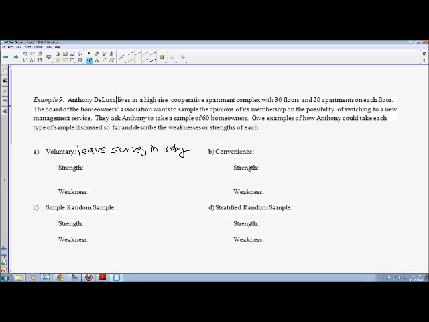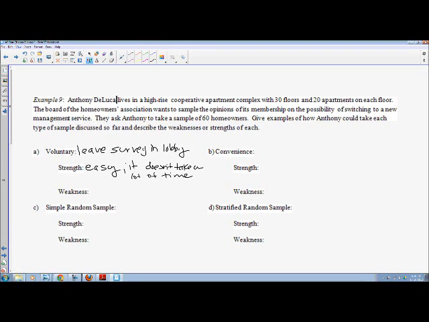A strength of that, are there any perks to doing that for him actually carrying out the survey? Most likely one of the things, it's easy, it's convenient, it doesn't take a lot of his time. Okay, so that's probably one of the biggest things.